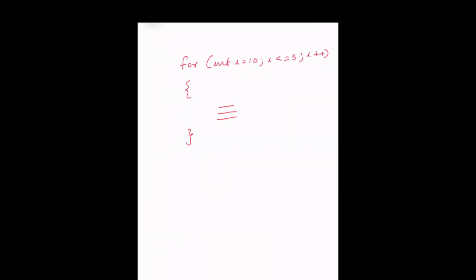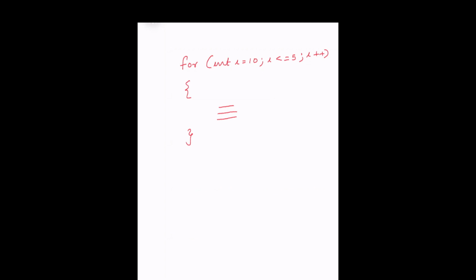Say for example, I'm writing for (int i = 10; i <= 5; i++), and inside the for loop, some statements are there. If this is the case, what is the initial value of i? The initial value of i is 10.